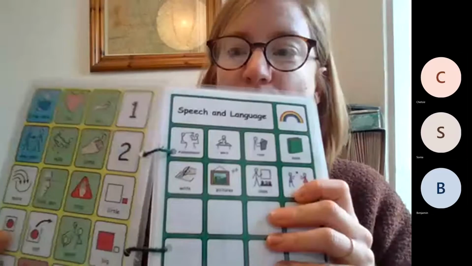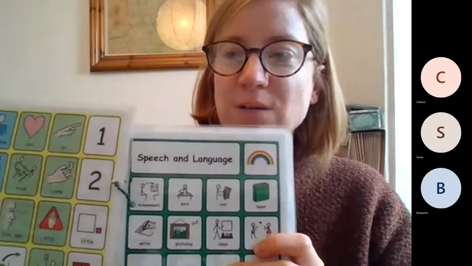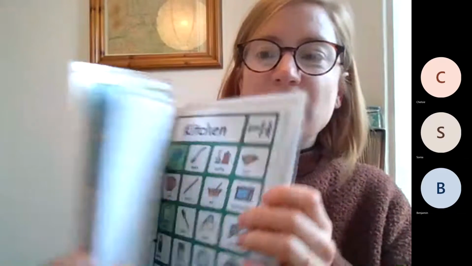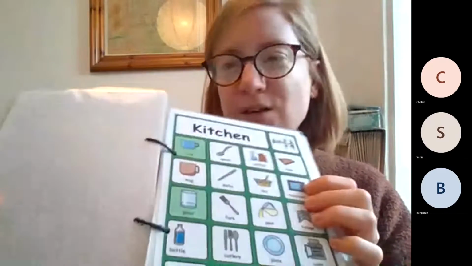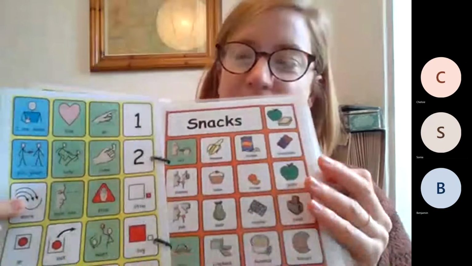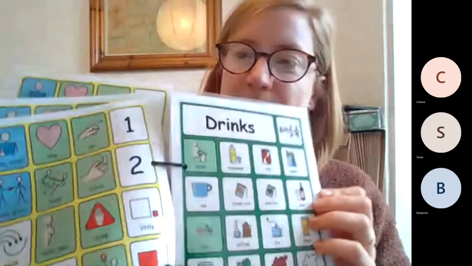But the main feature of a communication book is that it should always have core vocabulary on one side, as we've talked about, and it should be the same core vocabulary on every page. So as I turn the page, oh, great, well that's an anomaly. That's one where I've clearly printed it out wrong. As you can see, the core vocabulary is the same on every page.